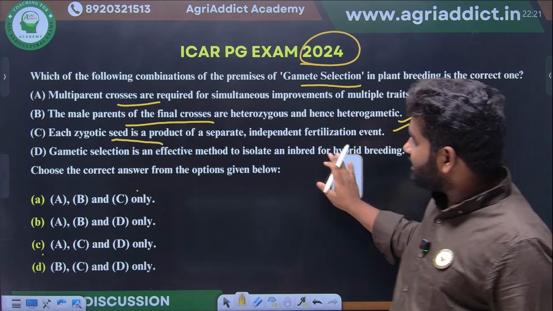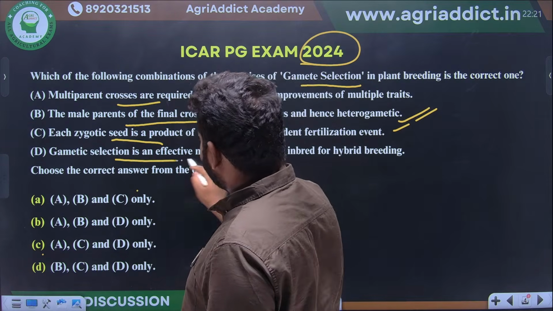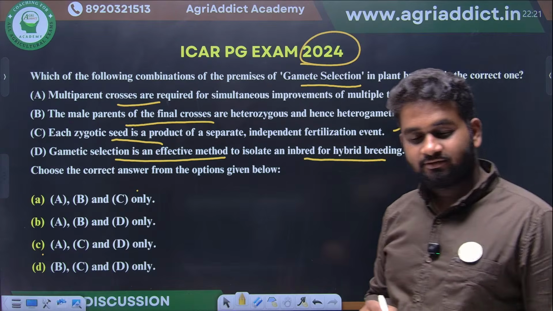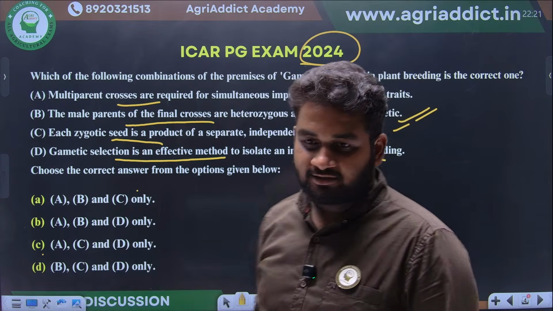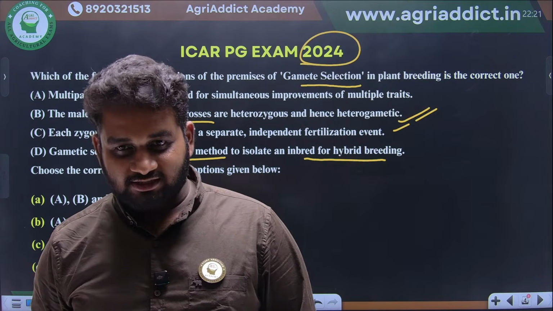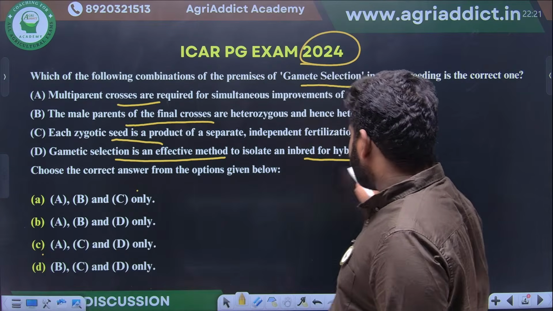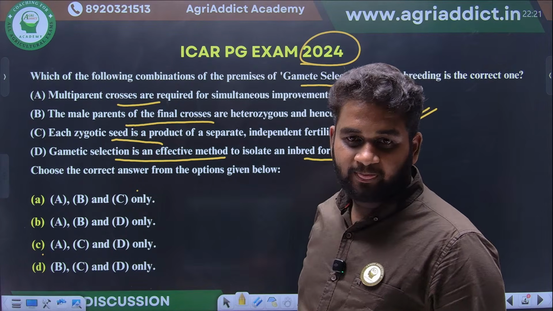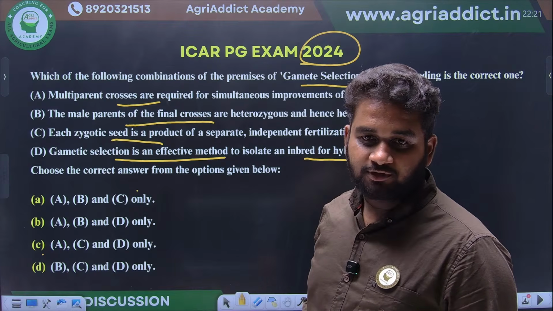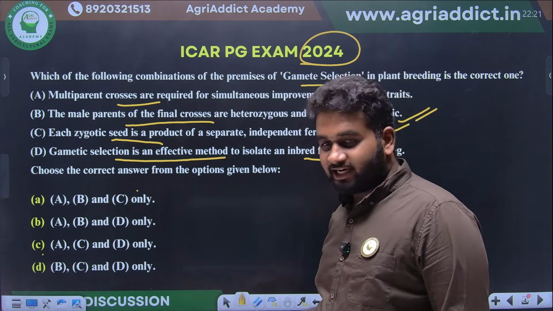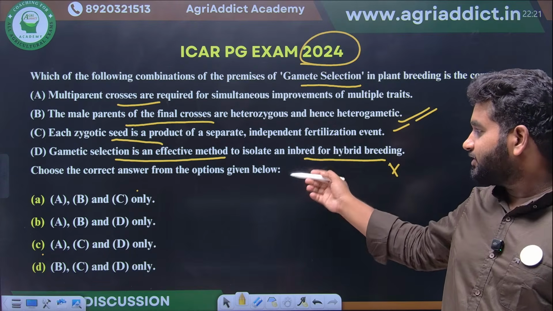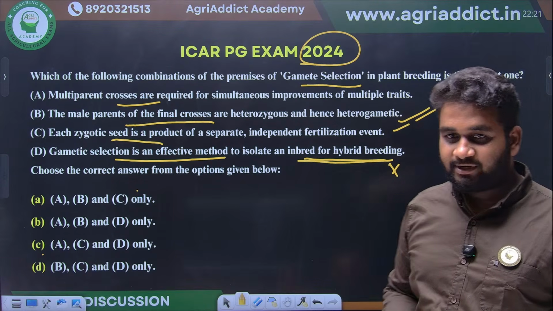Then what about the last one? Gametic selection is an effective method to isolate inbred for hybrid breeding. Is it correct? About the last statement, if it is not correct, then how will you make it correct? How can you correct this statement? Tell me, anyone. Gametic selection is an effective method to isolate an inbred for hybrid breeding.